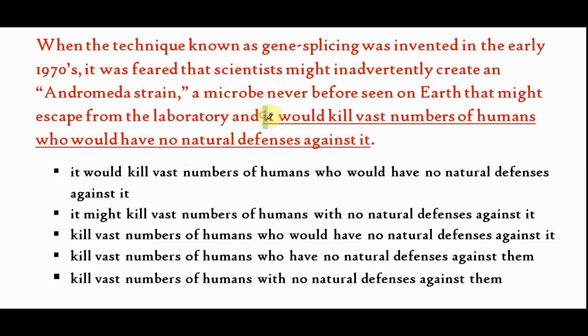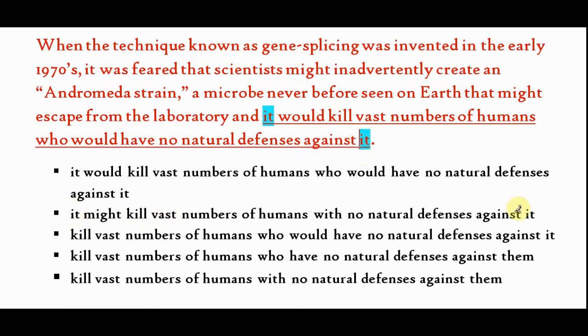So there are two its. All right, so which noun does it belong to? It is Andromeda, right? So it says a microbe never before seen on Earth that might escape from laboratory, and that microbe means Andromeda. Microbe would kill vast number of humans who would have no natural defenses against microbe. All right, so both are fine. So option A is okay.